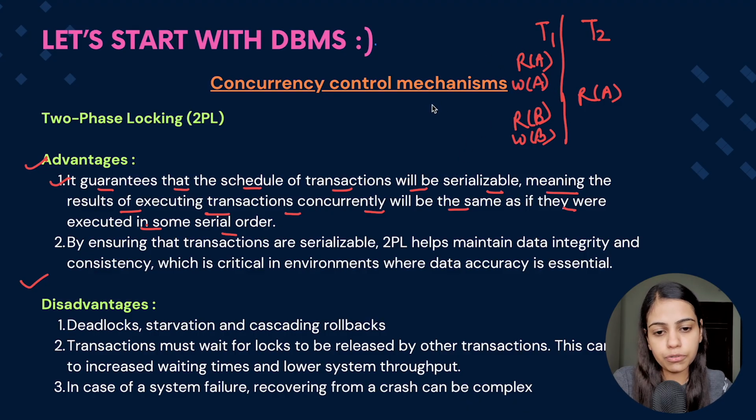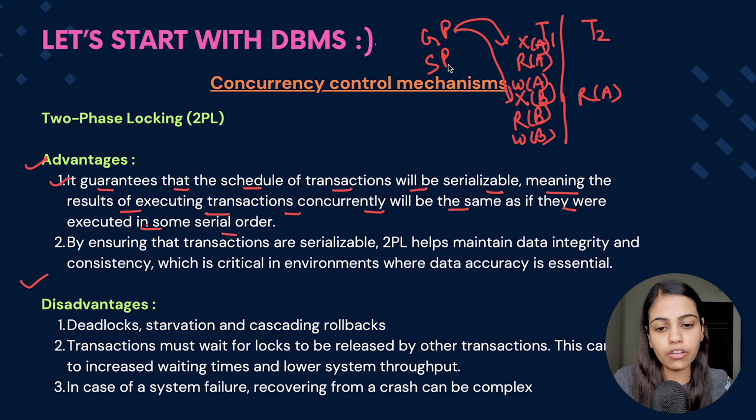As part of 2PL, there will be two phases, growing phase and shrinking phase. First it will start with the growing phase. It will acquire an exclusive lock on A. There will be one more exclusive lock on B. So it will acquire all the locks in the growing phase. Now there will be a shrinking phase where it will unlock all the locks. So it will unlock A and it will unlock B.